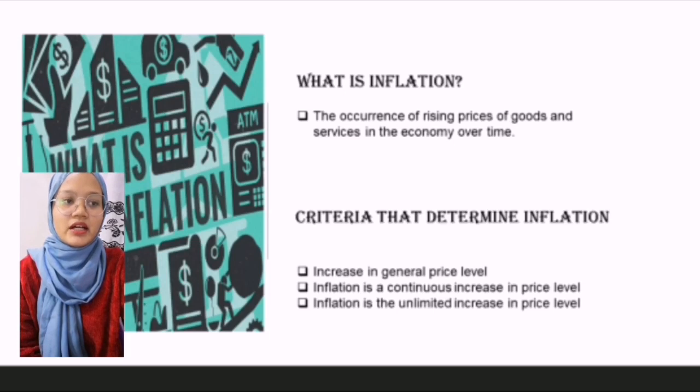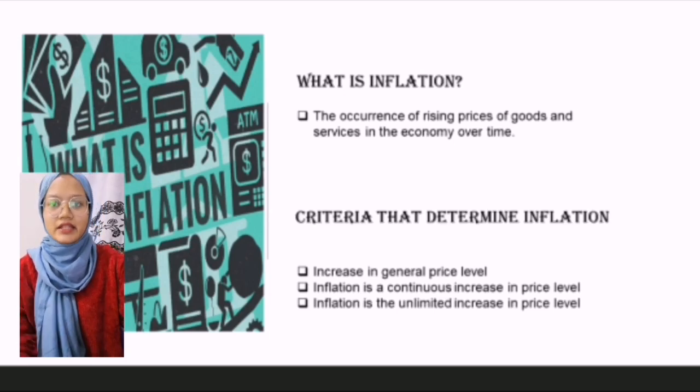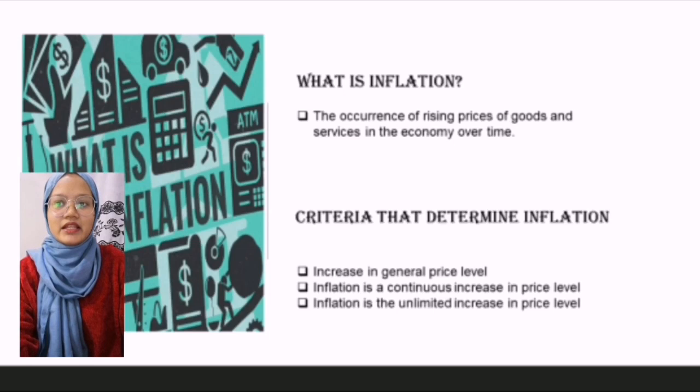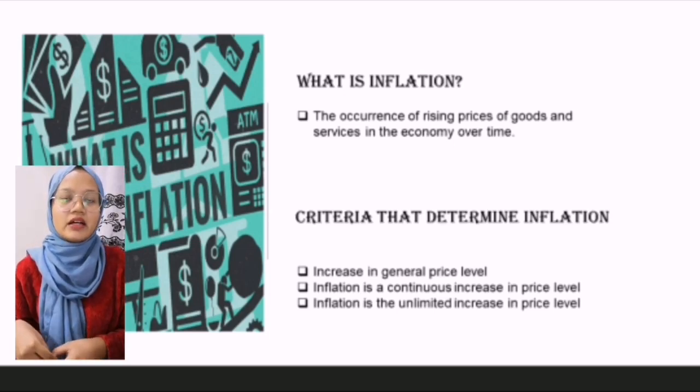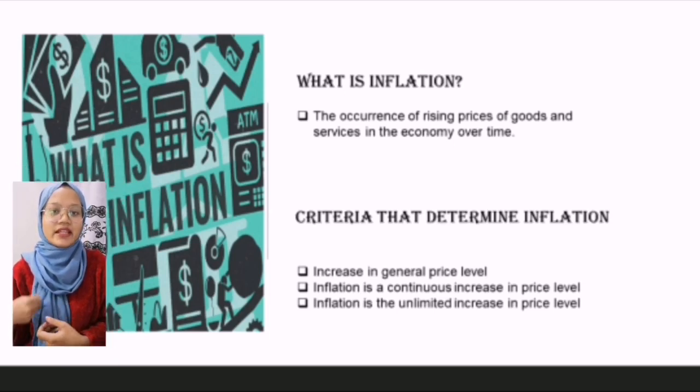There are three main criteria to determine inflation. First, increase in general price level. Second, inflation is a continuous increase in price level, and the third one is the inflation is the unlimited increase in price level. For example, in year 2010, we can get orange juice with only RM1, but in year 2019, we have to pay RM3 to get one orange juice.